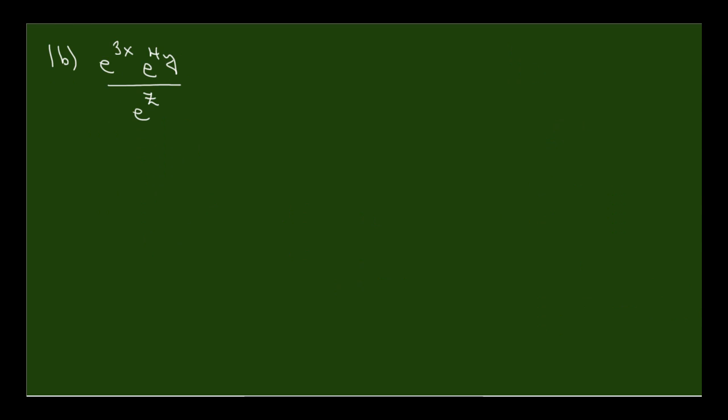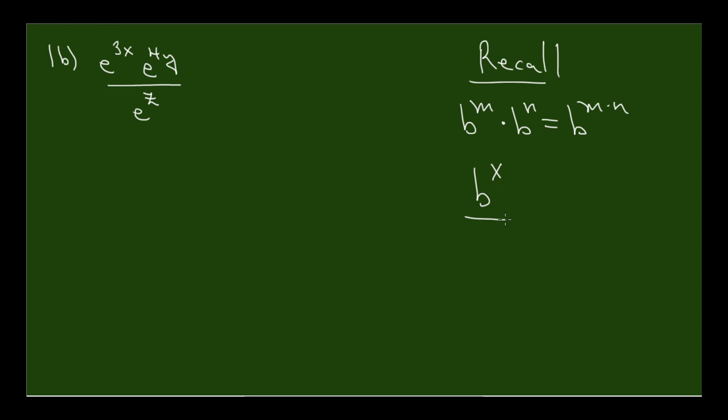For problem 1b, we wanted to write the following expression with only one e in it. We wanted to simplify. Well, here we should recall the following. b to the m times b to the n is equal to b to the m plus n. And also b to the x divided by b to the y is equal to b to the x minus y, where of course b is not 0.